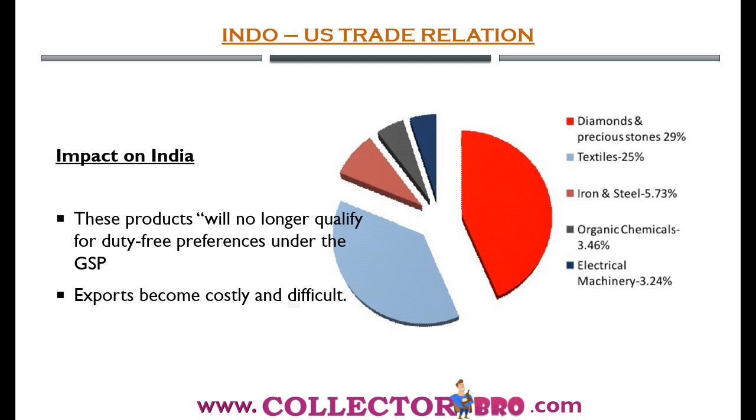Now let's analyze the US policy and its impact on India. Before getting into that, let's analyze the trade of the Indo-US relation. Approximately 29% of the trade between India and US is diamond and precious stones. The next comes 25%, which is textiles. So this recent policy of the US on the generalized system of preferences is going to impact the textile sector, which approximately constitutes 25% of the Indo-US trade relation.